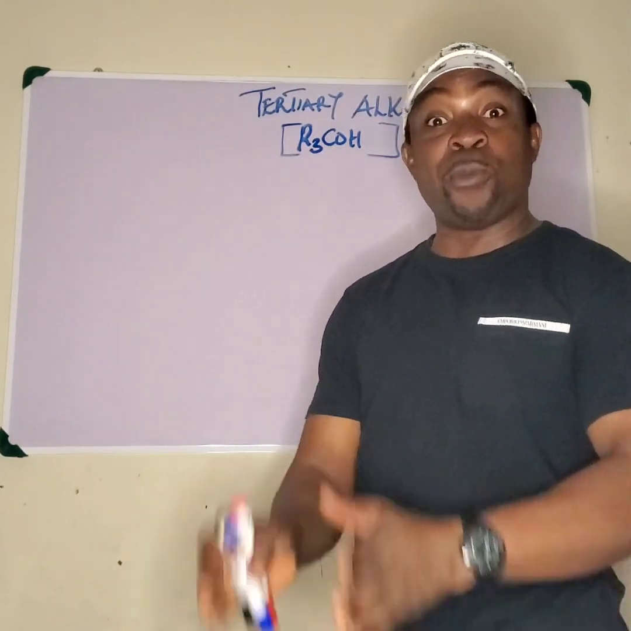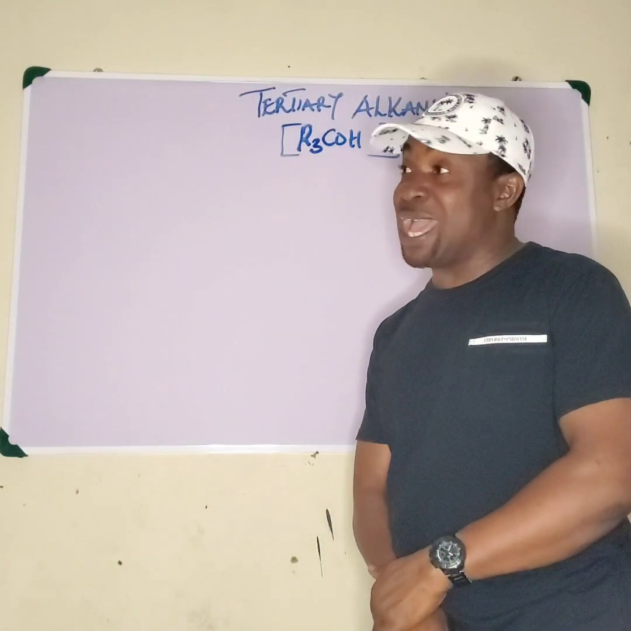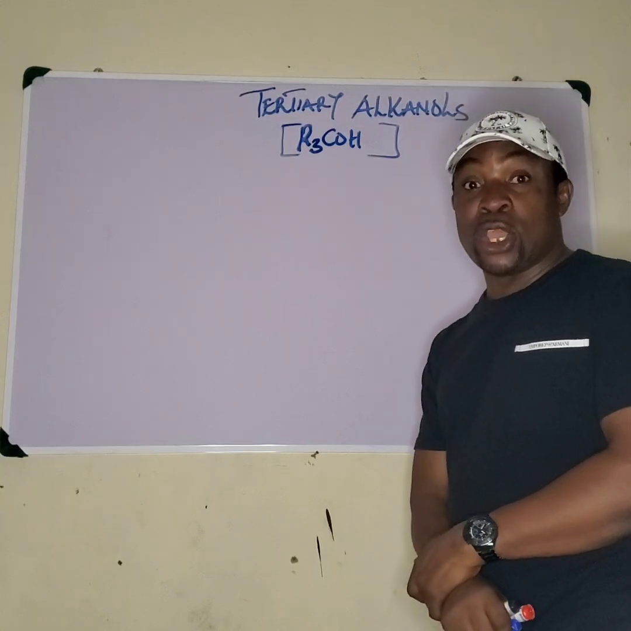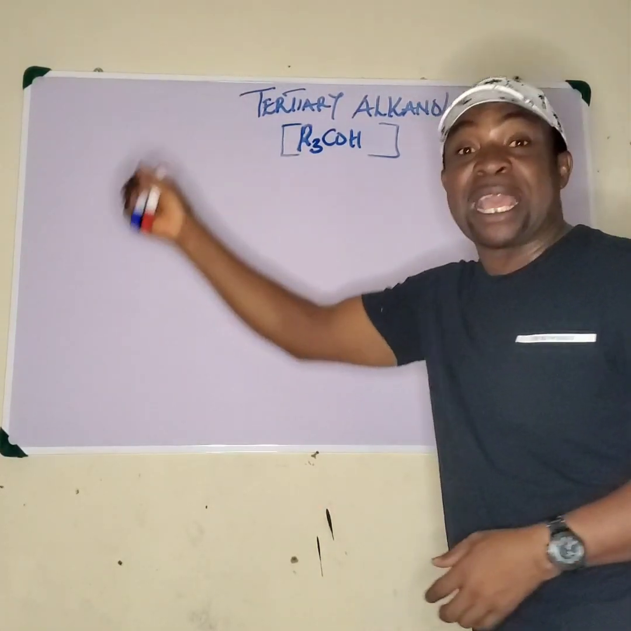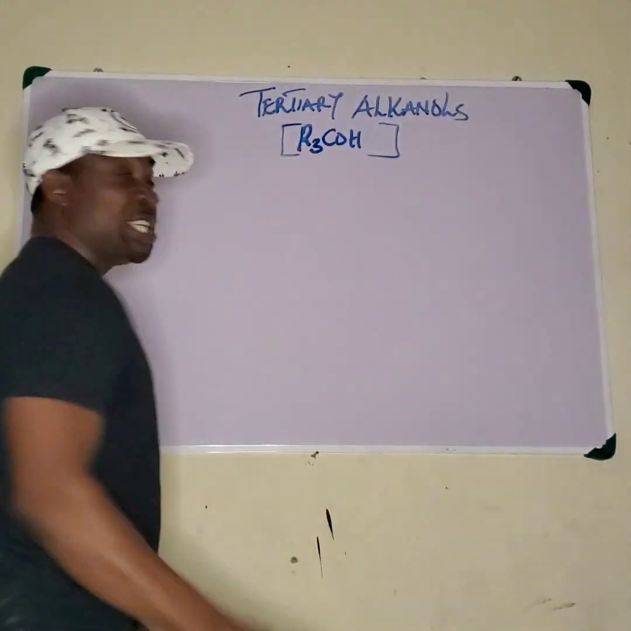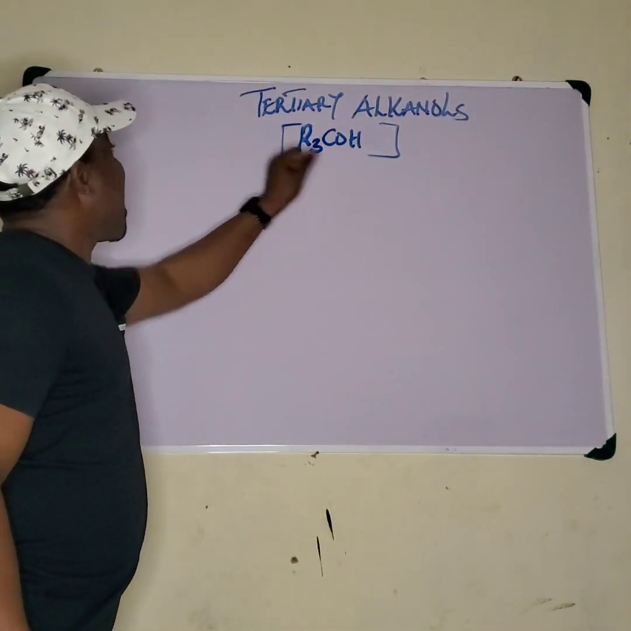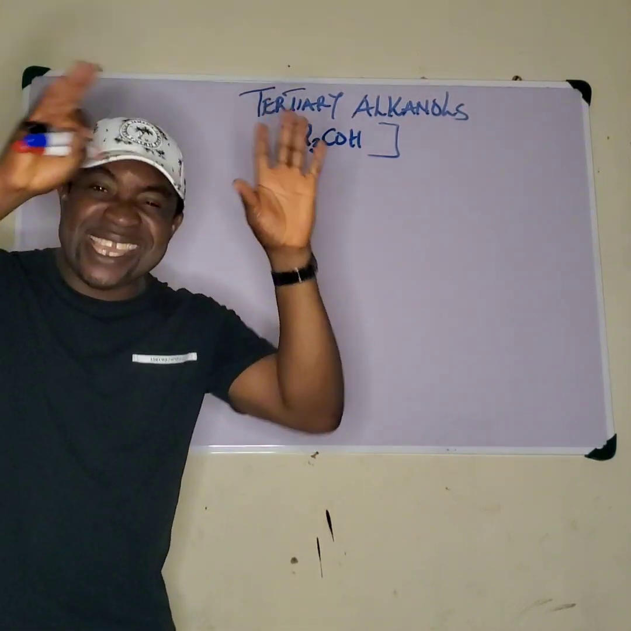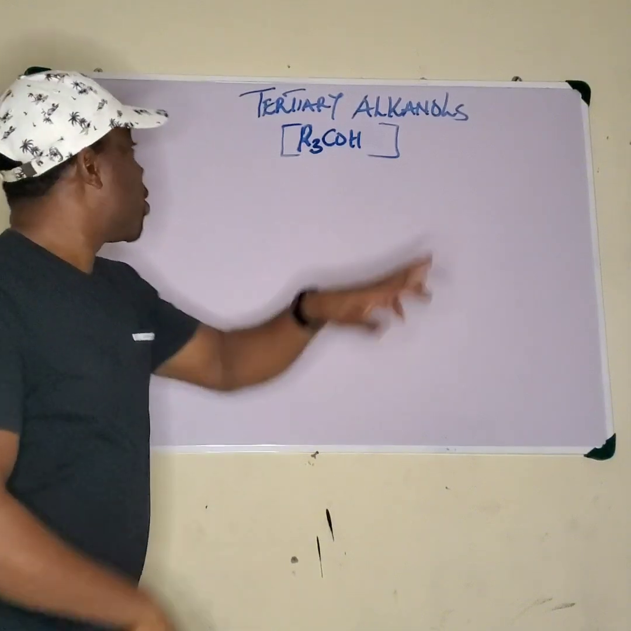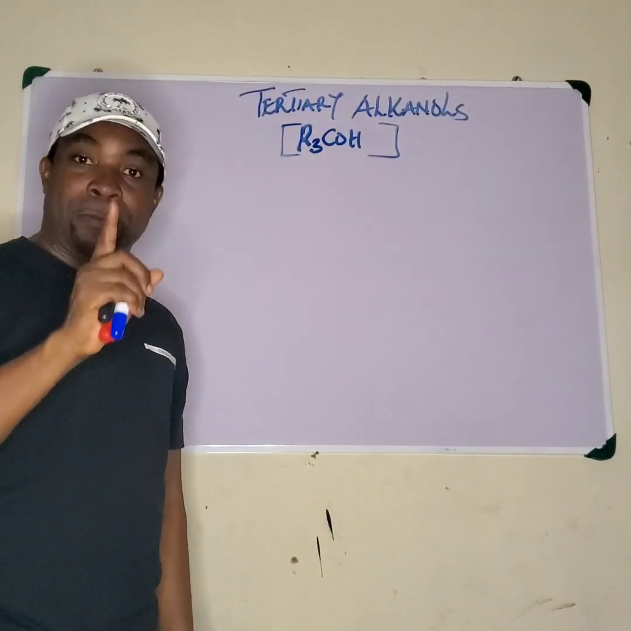You'll find out that it will be very difficult for tertiary alkanols to be oxidized because hydrogen is not bonding directly with the carbon atom, unlike primary and secondary alkanols. We will come to that, just hold on. It is just the tip of an iceberg, okay? So R3 means we have 3 alkyl groups or 3 phenyl groups, and the OH is attached to only one carbon atom, okay?